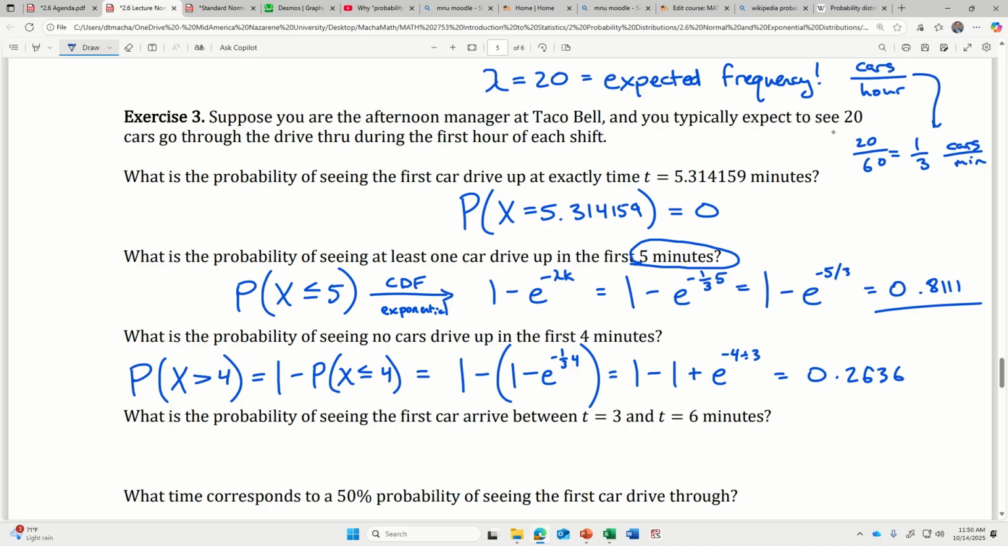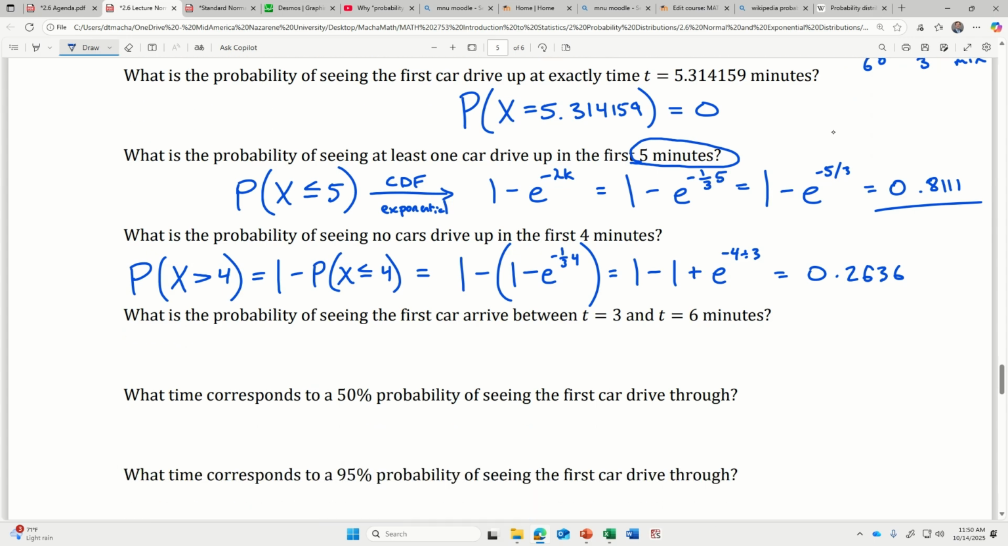What's the probability of seeing the first car arrive between t equals 3 and t equals 6? This would be the probability of getting x less than or equal to 6 minus the probability of getting x less than or equal to 3. And to do both of those questions, I need the CDF.